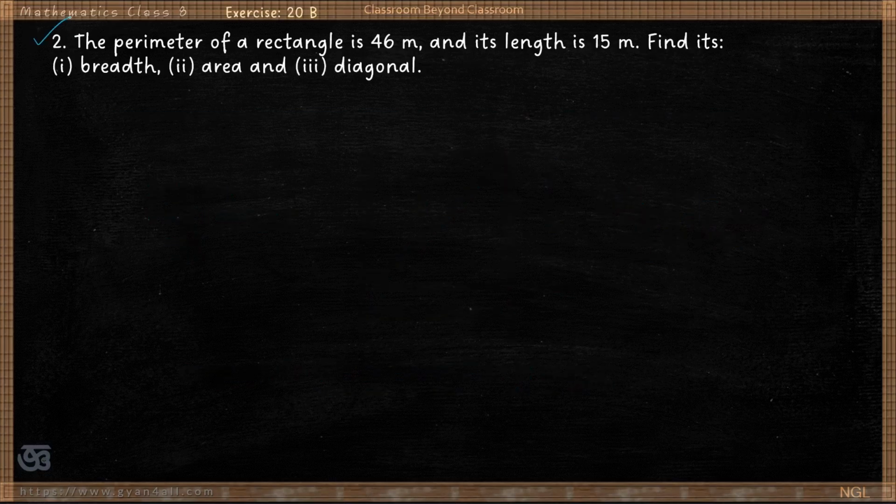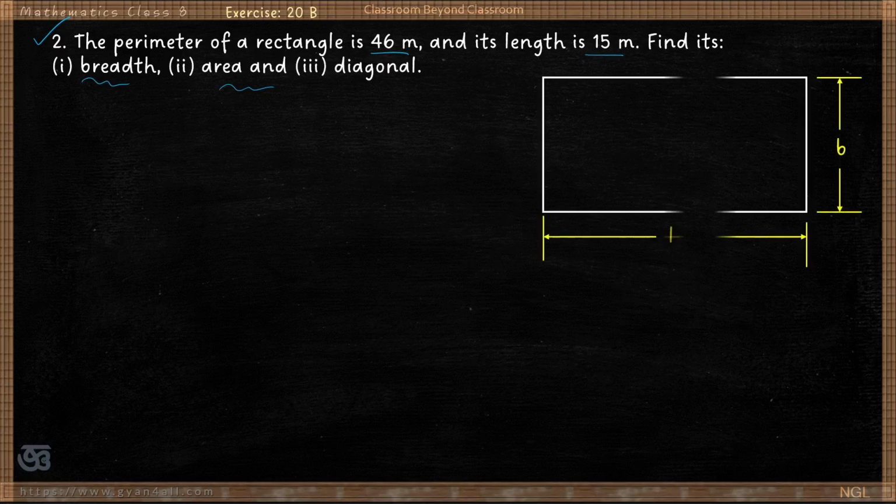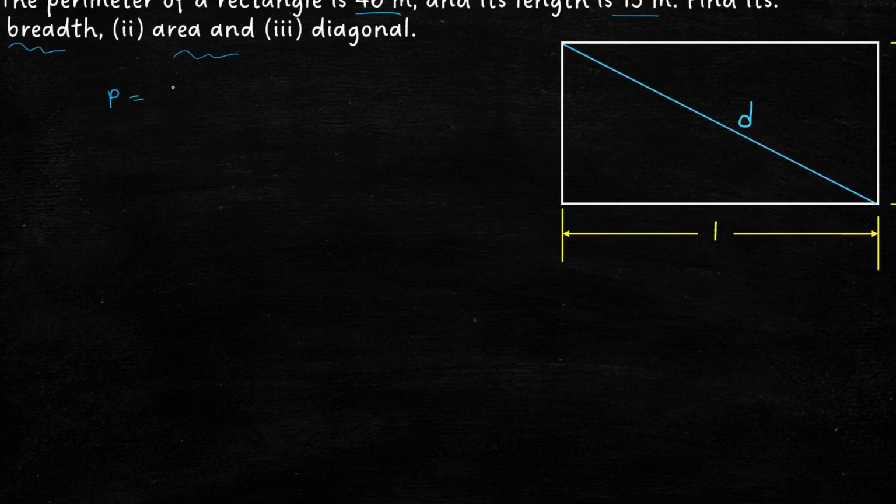Now let us solve first question number 2. The perimeter of a rectangle is 46 meter and its length is 15 meter. Find its breadth and area and also the diagonal. Perimeter is given. Perimeter P is equal to twice (L plus B). So perimeter is given, 46 meter is equal to twice (L plus B). L is equal to 15, and B is not given.